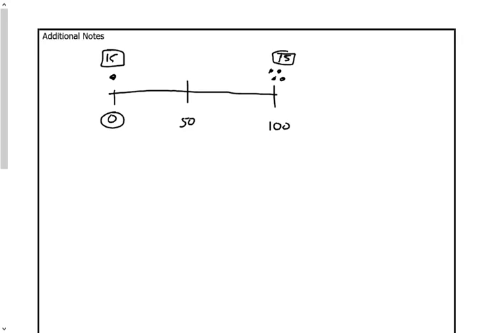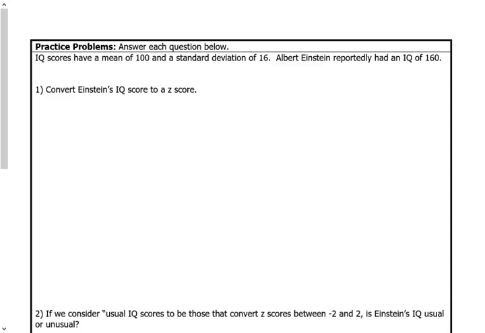Now, let's look here. Let's start going through some of these. Now, in number 1, IQ scores have a mean of 100 and a standard deviation of 16, and Albert Einstein had an IQ of 160. So let's talk about what his z-score is. Well, the formula says z equals his individual value minus the average over the standard deviation.